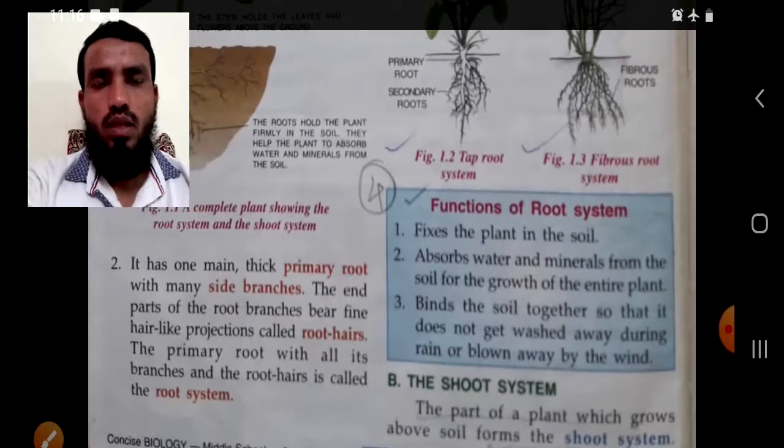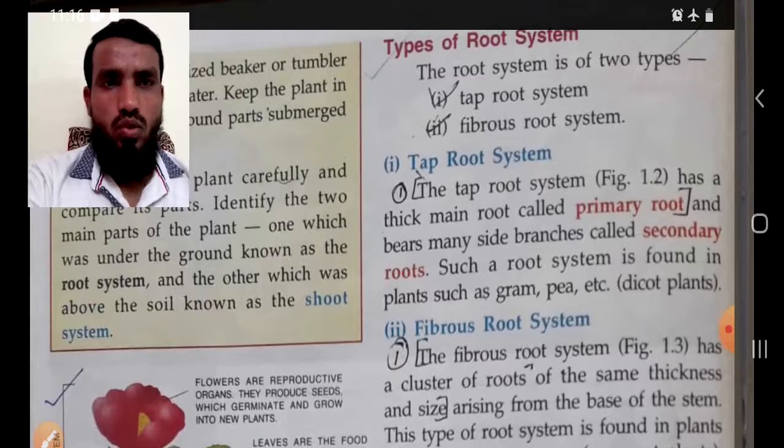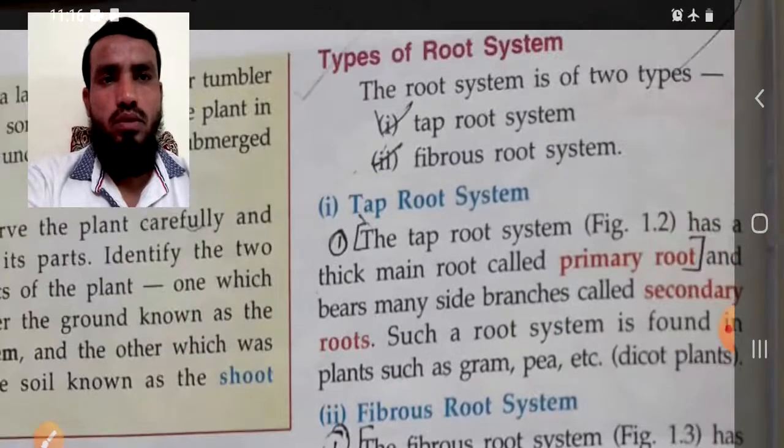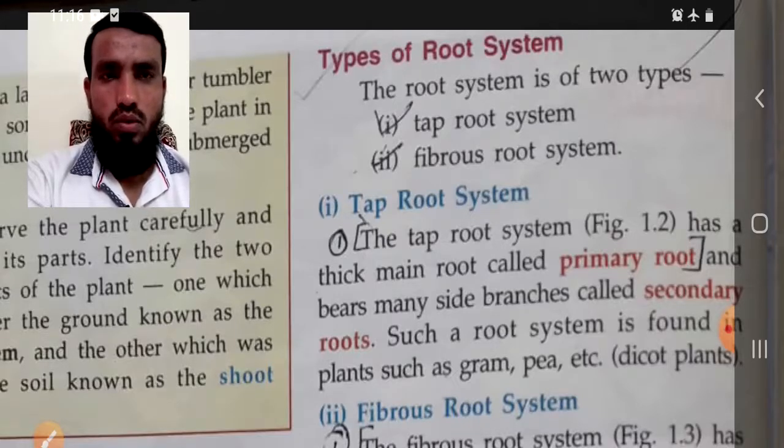And now the second point we will see here is types of roots. Basically the root system is divided into two types. Number one, tap root system, and number two, fibrous root system, right? These are the basic types of roots.